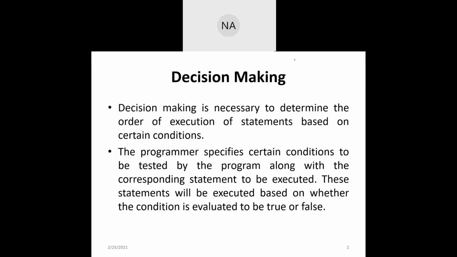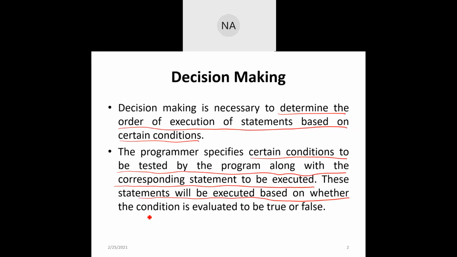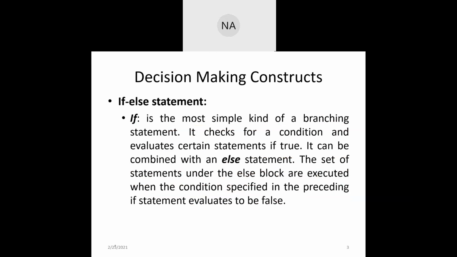That is, on the basis of some condition being true or false, some set of statements will be executed. So this decision making is necessary to determine the order of execution of statements based on certain conditions. A programmer specifies certain conditions to be tested by the program along with the corresponding statements to be executed. These statements will be executed based on whether the condition is evaluated to be true or false. That is, if the condition is evaluated true, then those statements will be executed. Otherwise, those statements will not be executed. So there are several constructs available for this kind of decision making in C programming language. We will discuss them one by one.